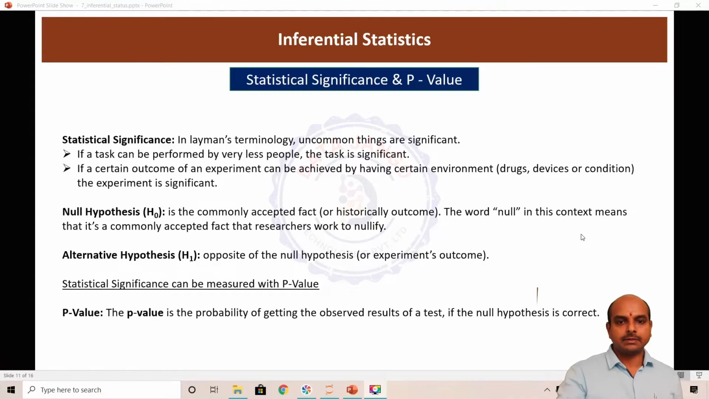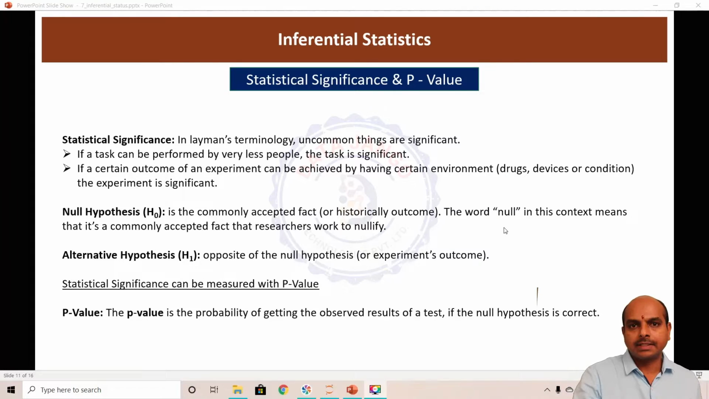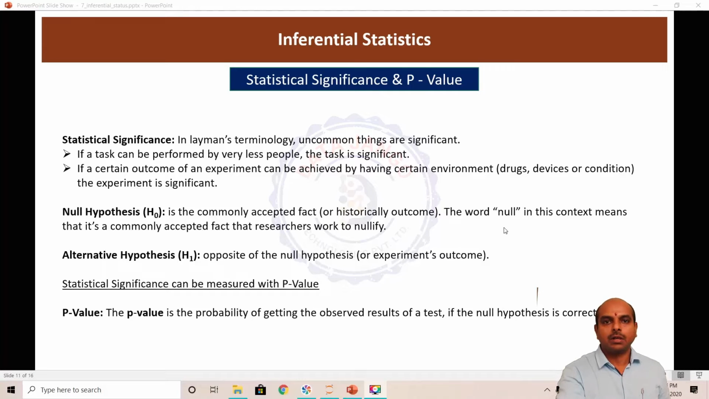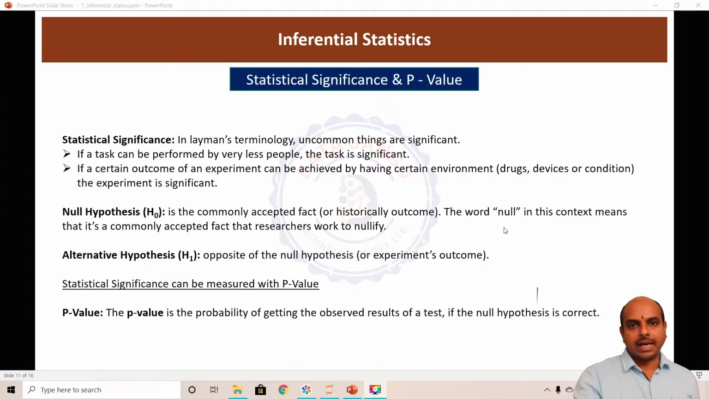Hello and welcome back. In inferential statistics, we need to understand statistical significance, p-value, and hypothesis testing. So, first of all, let us talk about statistical significance.